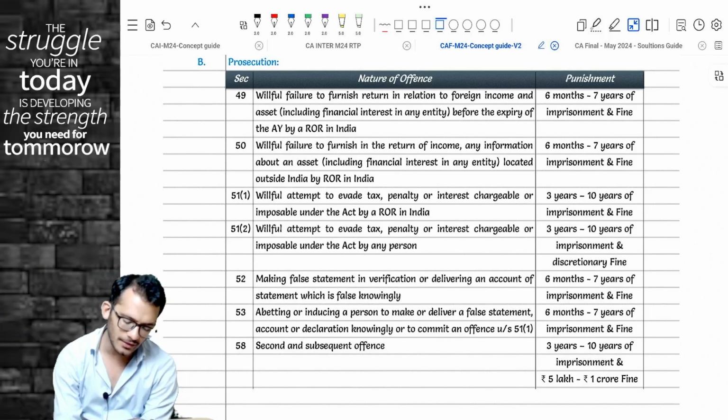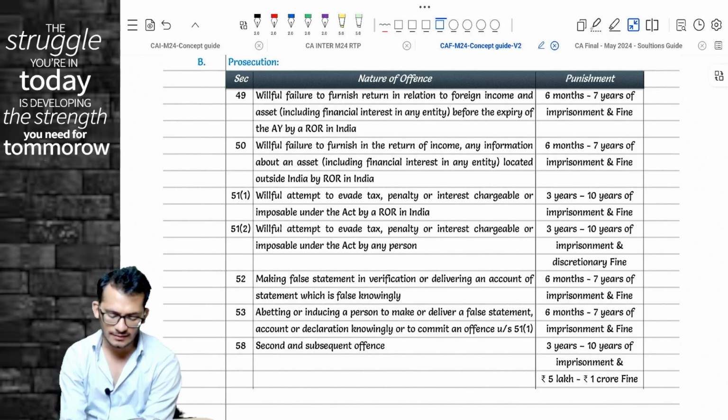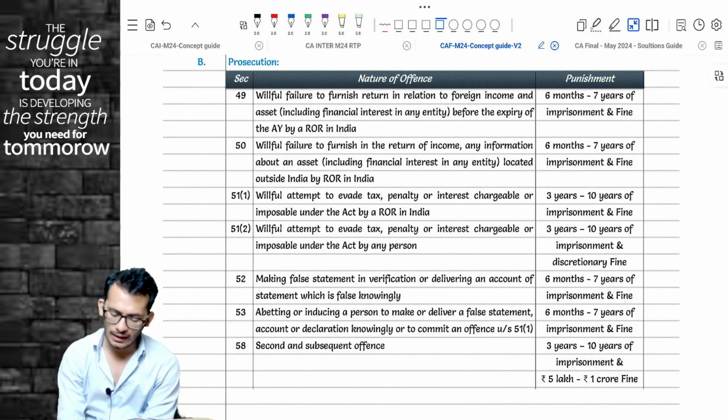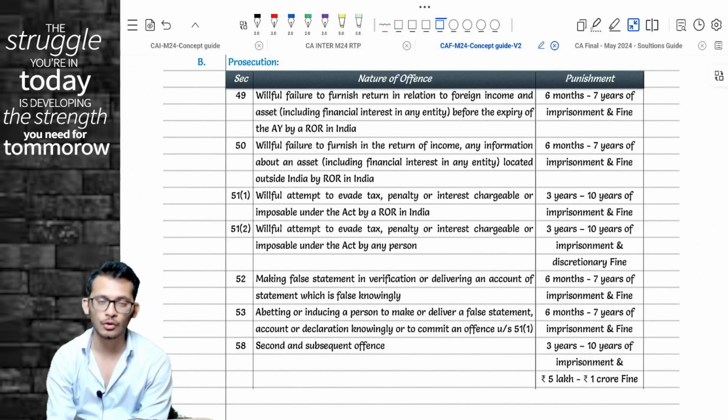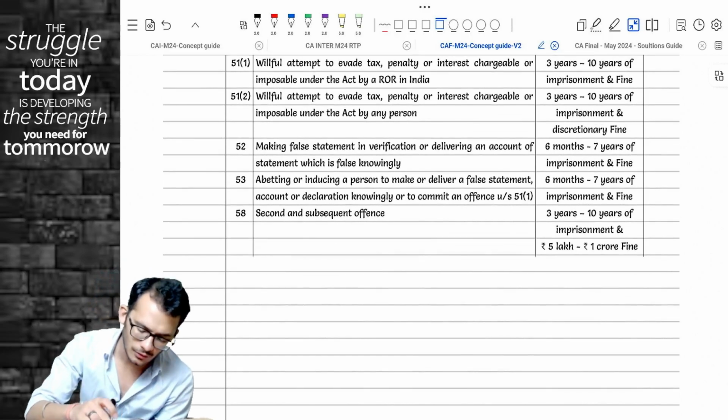Making any false statement in verification or delivering an account or statement which is knowingly false, 6 months to 7 years. Abetting or inducing a person to make or deliver a false statement, 6 months to 7 years. Second and subsequent defaults, you will automatically get a 3 years to 10 years prosecution along with 5 lakh to 1 crore worth of fine.